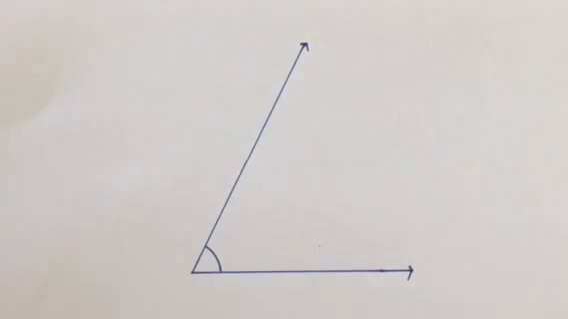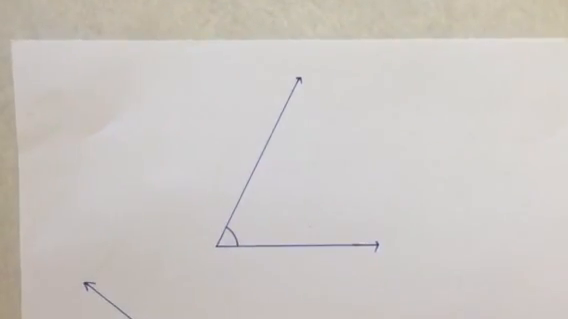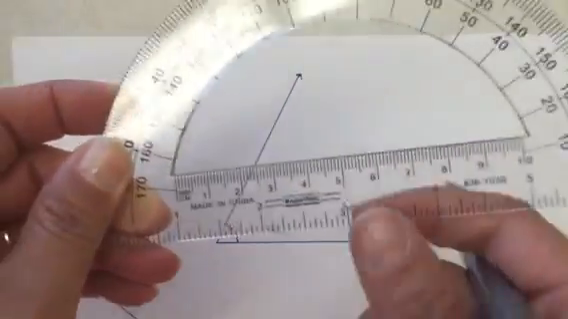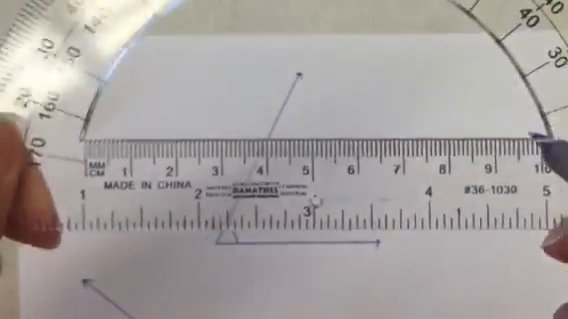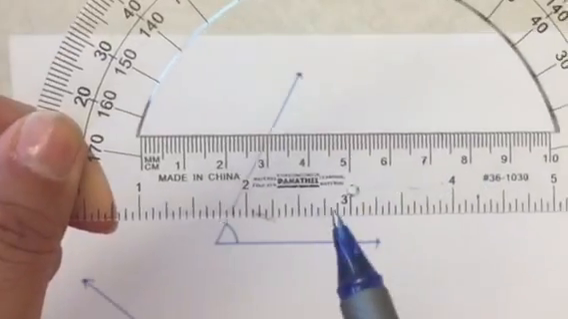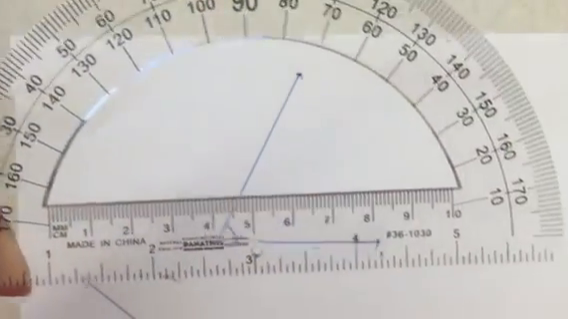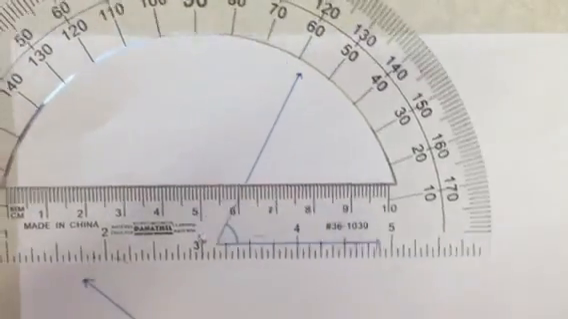So let's practice this now. Let's take a look at the first angle. Here we go. We have to remember, see that center point again? Not all protractors have it, but you can find just below the 90-degree line is where you're going to line up the vertex of the angle.